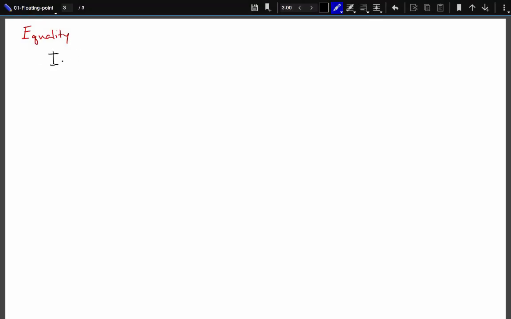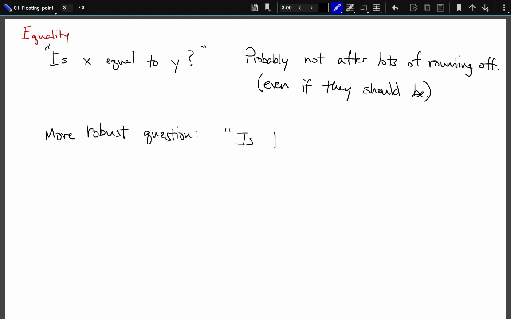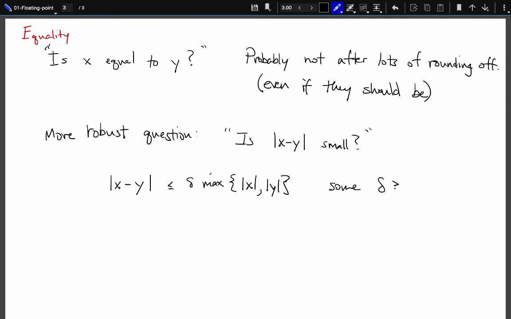Finally, there's an important implication for equality in floating point numbers. So the question, is x equal to y, is a pretty tough one to solve if x and y are arrived at by different operations with lots of round off in them. So even if they should be the same, they probably won't be identical. So it's better and more robust to ask the question, is the difference between x and y small? And of course, we have to say exactly what we mean by small, and that should be relative to the size of the original x and y themselves for some number delta.